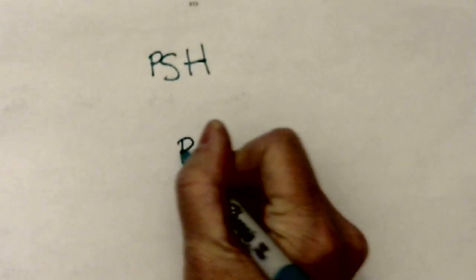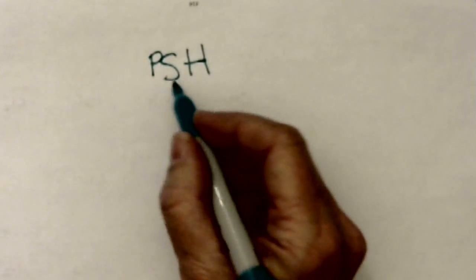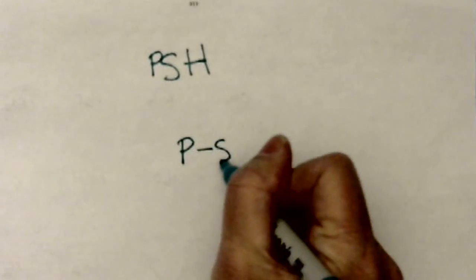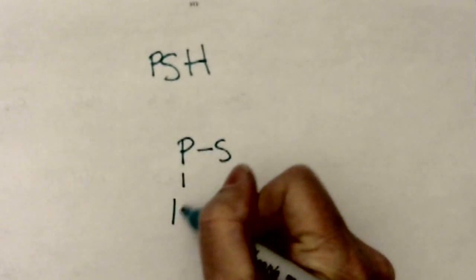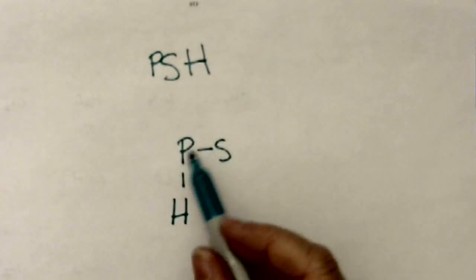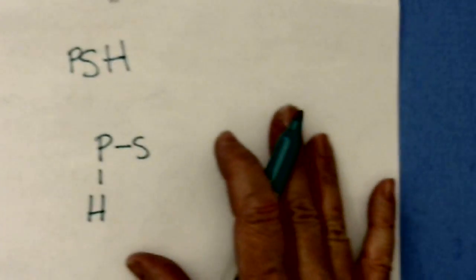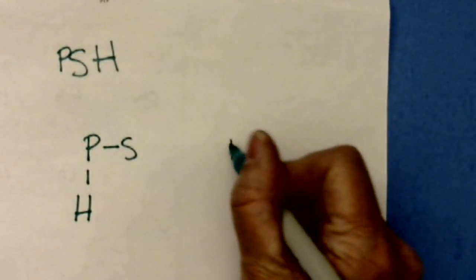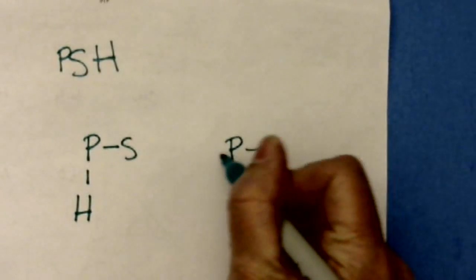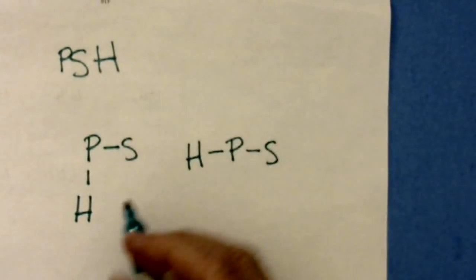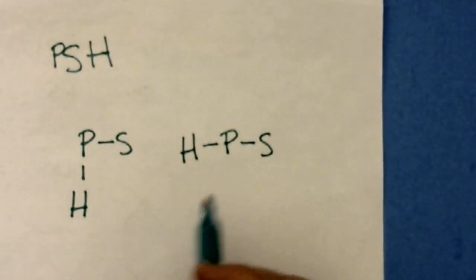So phosphorus needs 3, okay? Sulfur needs 2. Hydrogen needs 1, okay? So I'm just going to hook them all together. So I have phosphorus, and I could have done that. Maybe I'm kind of giving the shape away already. So phosphorus, sulfur, hydrogen, okay? Because if I draw it, it's flat. I could draw it this way.